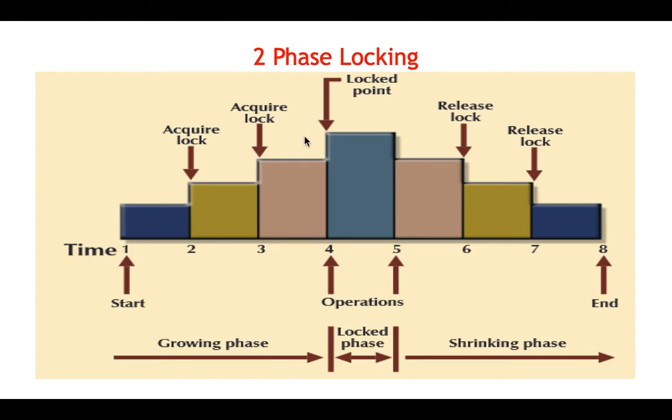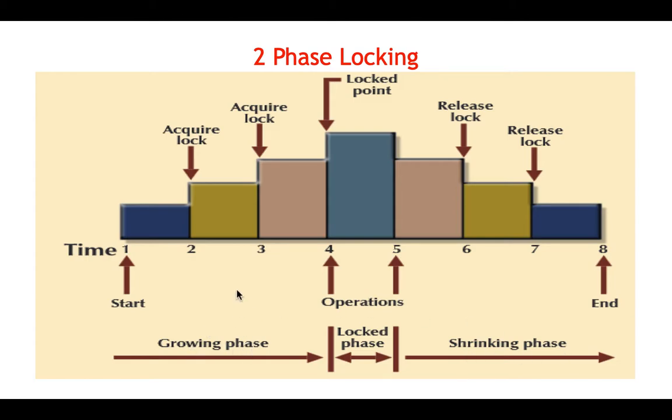According to two-phase locking, say transaction 1 needs to access data items X and Y to complete. What it does is it acquires locks on all the objects that it requires to access before starting the transaction. That is, it needs X and Y. There are two phases actually: a growing phase and a shrinking phase.